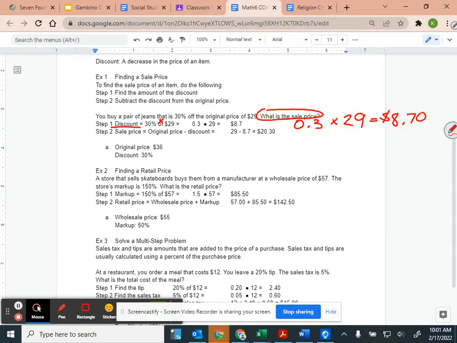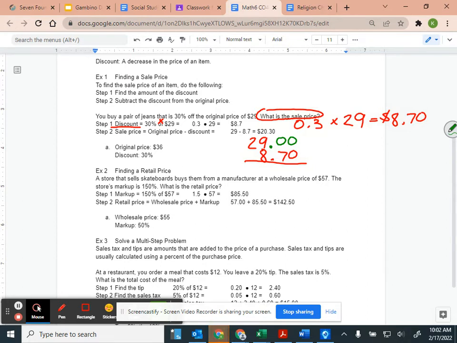You subtract them? Yeah. My original price was $29. I'm taking off that discount of $8.70. Notice how I lined up my numbers. Why did I write it that way? Zoe? How I'm subtracting with decimals. Remember when we subtract or add with decimals, we have to line up those decimal points, and empty spaces we fill in with those zeros.